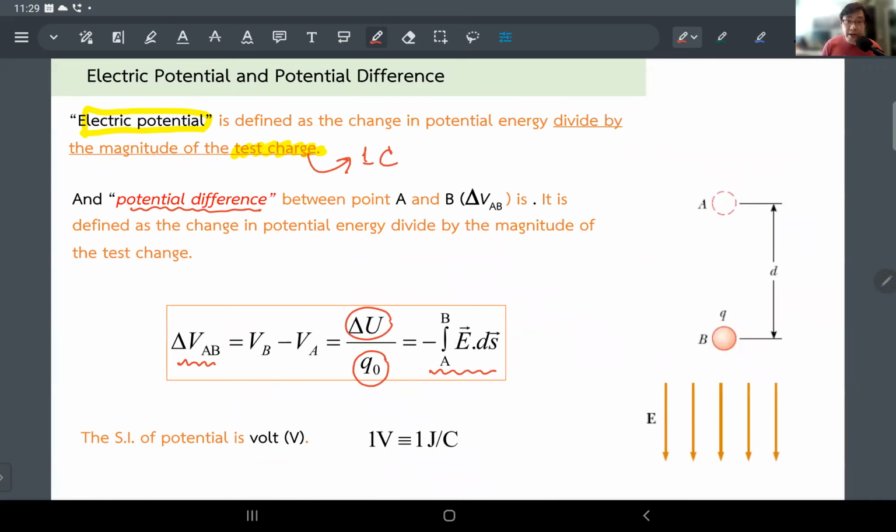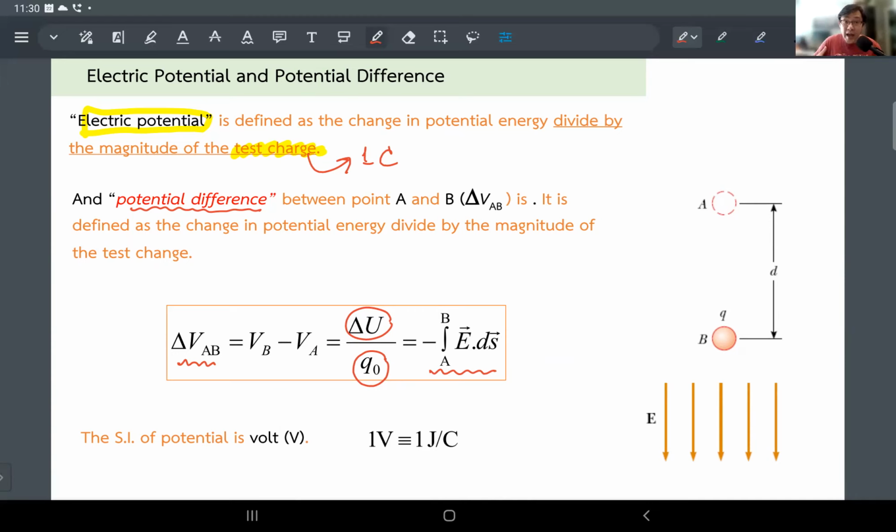The nice thing about this one is, can you see something here in this expression? Charge is not involved anymore. So the good thing about this expression is you only need to know the field. Once you get to the field, you can pretty much explain the potential right away without having anything in this space whatsoever. That's the nice thing about this.